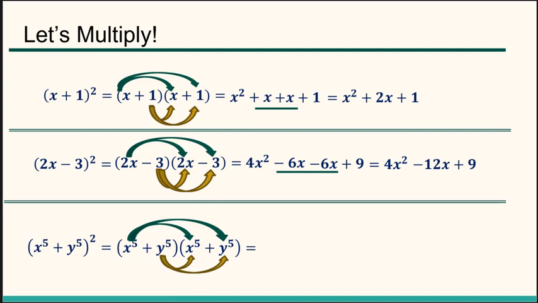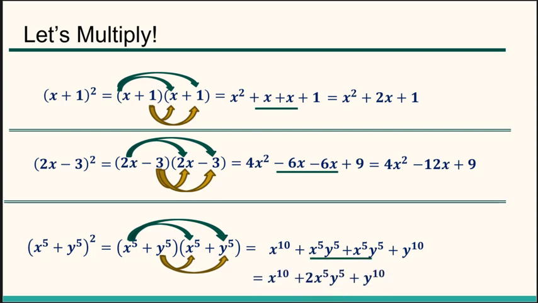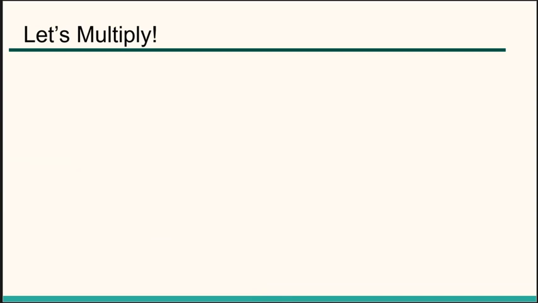So when I distribute that x, x to the fifth times x to the fifth is going to be x to the 10th. X to the fifth times y to the fifth is just x to the fifth y to the fifth. Well, distributing that y to the fifth, we'll get x to the fifth y to the fifth plus y to the 10th. Have another common middle term. Adding those, we get x to the 10th plus 2x to the fifth y to the fifth plus y to the 10th.